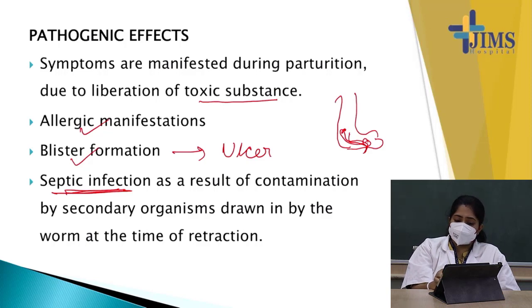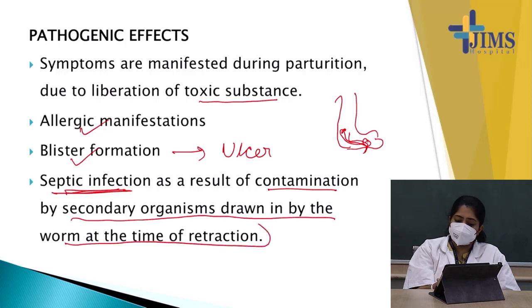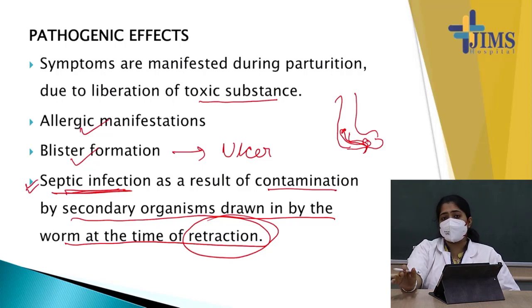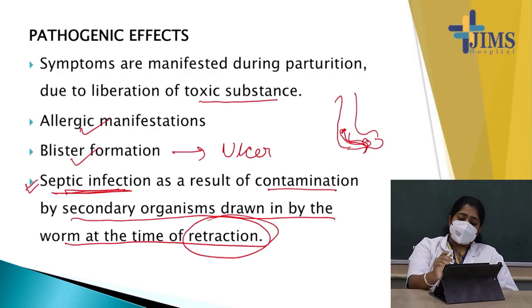So, septic infections are a result of contamination by secondary organisms drawn in by the worm at the time of retraction. Now, you have to keep a very broad mind in this regard. As there is a possibility of septic infection, the patient may present with a variety of signs and symptoms, like septic arthritis, or peritonitis. There may be a wide range of infections. So, this septic infection includes a very wide range of signs and symptoms.